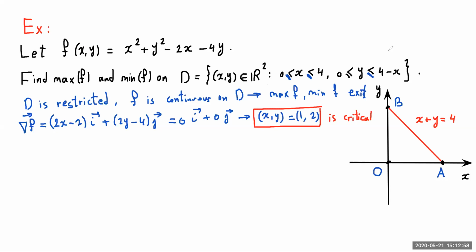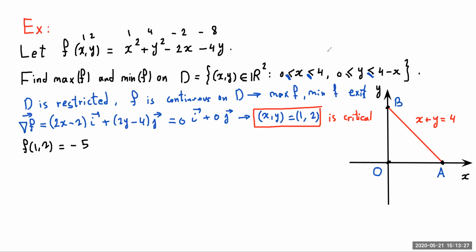Okay. Now let's calculate f at (1,2). It will be 1 + 4 - 2 - 8, so it's 5 - 10, which is -5. The final answer is -5. Okay. Now let's calculate f at each side.